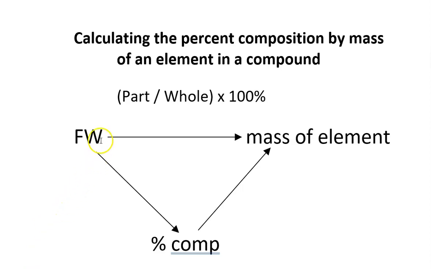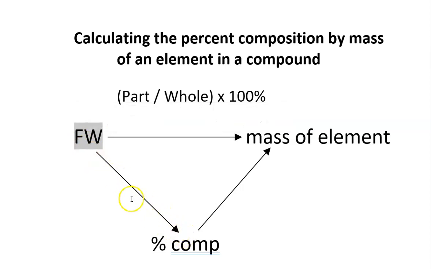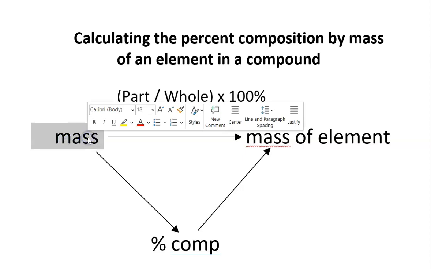If we're given a formula weight right here, then we can figure out the percent composition by mass. If we're given an actual sample of that compound, then we can calculate the mass of the element of that sample. From our lovely little diagram here, you can tell that you can go to percent composition and then to the mass. So that would be two math conversions, or we can go straight from mass to the mass of the element. This initial mass is the mass of the compound, something sitting on a scale. Remember, formula weight is the ratio of mass to moles.